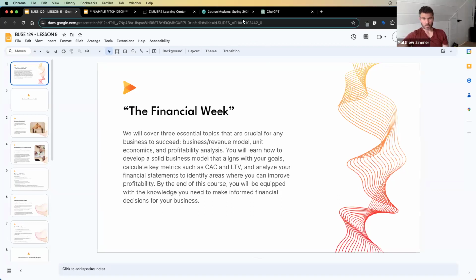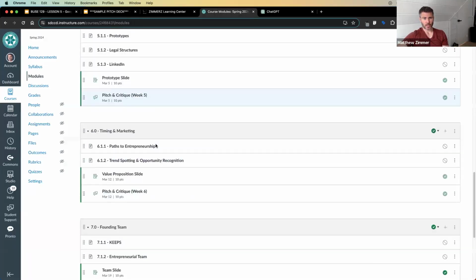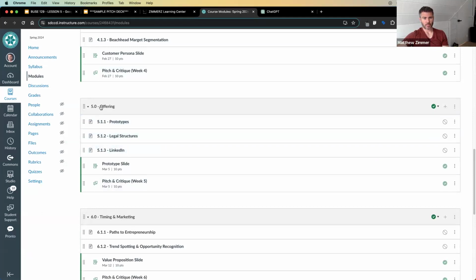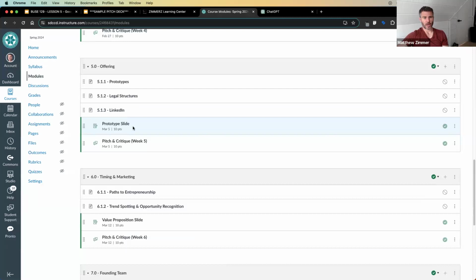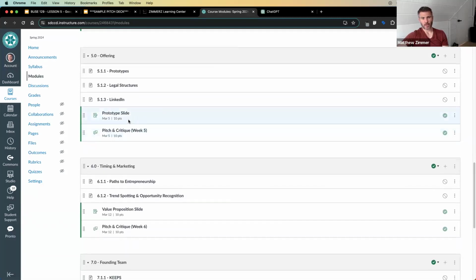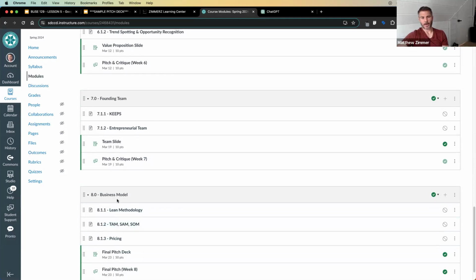But before I do that, just to go through our schedule here. We are in week 5. We're going to be doing our prototype slide this week. I'm actually going to be doing a lecture that covers some financial material. So we'll talk about our prototype slide as well, but we will be talking about some things that maybe will help you with your business model down in the final week.